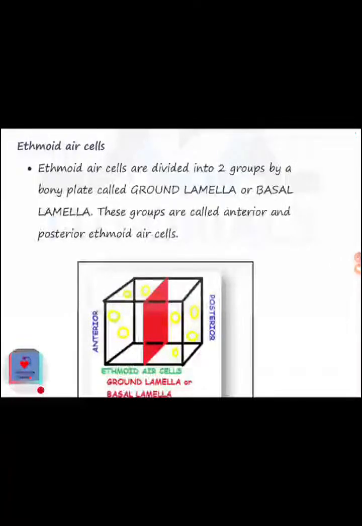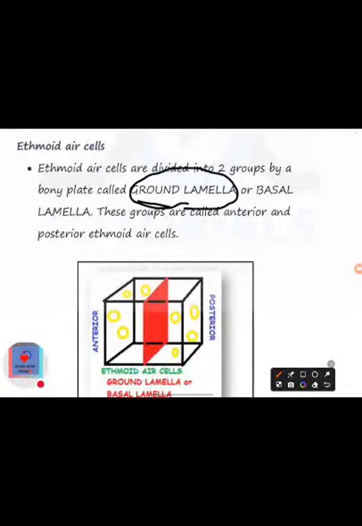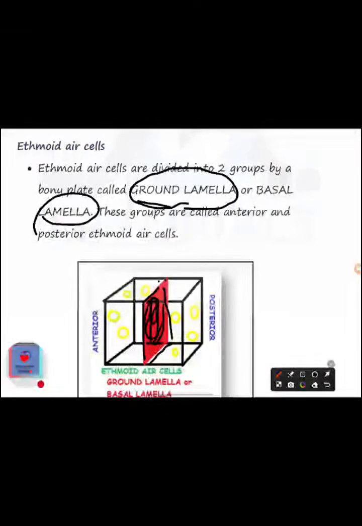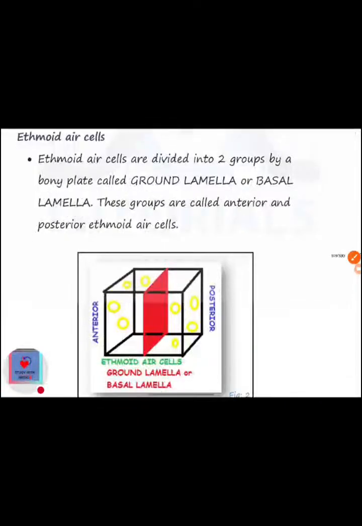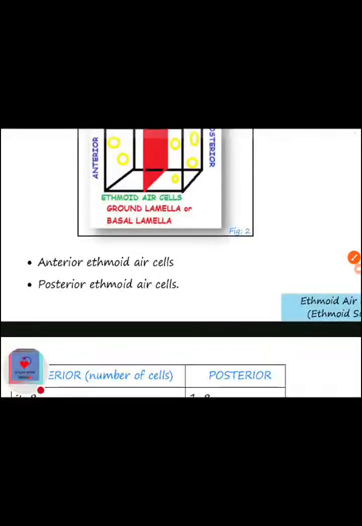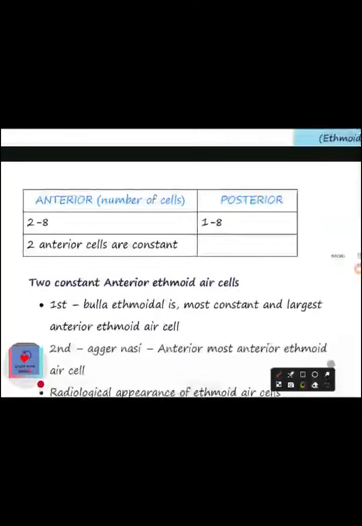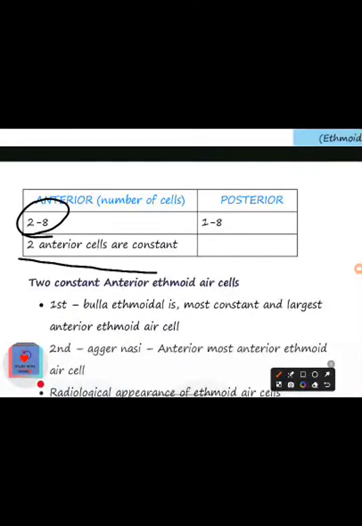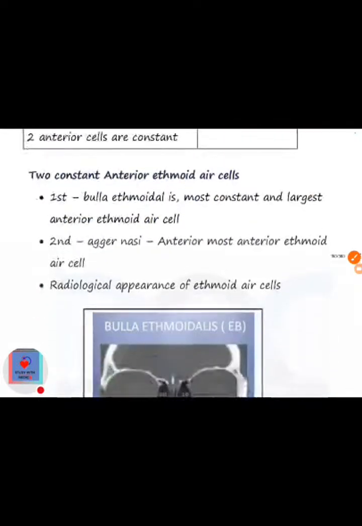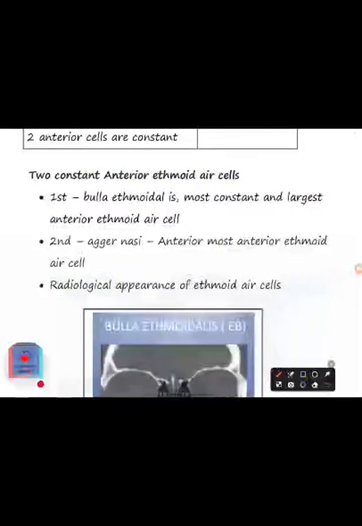Ethmoid air cells are divided into two groups by a bony plate called the ground lamella or basal lamella. This is the ground lamella or basal lamella. The groups are called anterior and posterior ethmoid air cells. The anterior ethmoid air cells number 2 to 8, and 2 are constant. Posterior is 1 to 8. Up to 8 can be there, but 2 anterior cells are very constant.